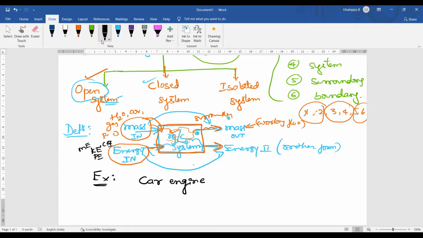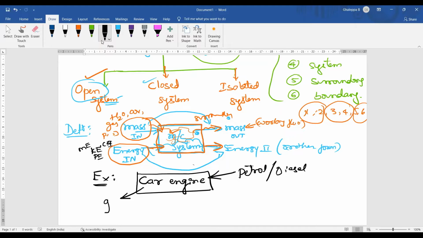Sir, the intake of mass is like fuel. Yes, fuel is going inside, that is petrol. And the out mass is mechanical energy. Petrol is going inside, which is a working fluid, and smoke is coming outside. Working fluid, petrol, is smoke, sir. Yes, smoke, that is gases.